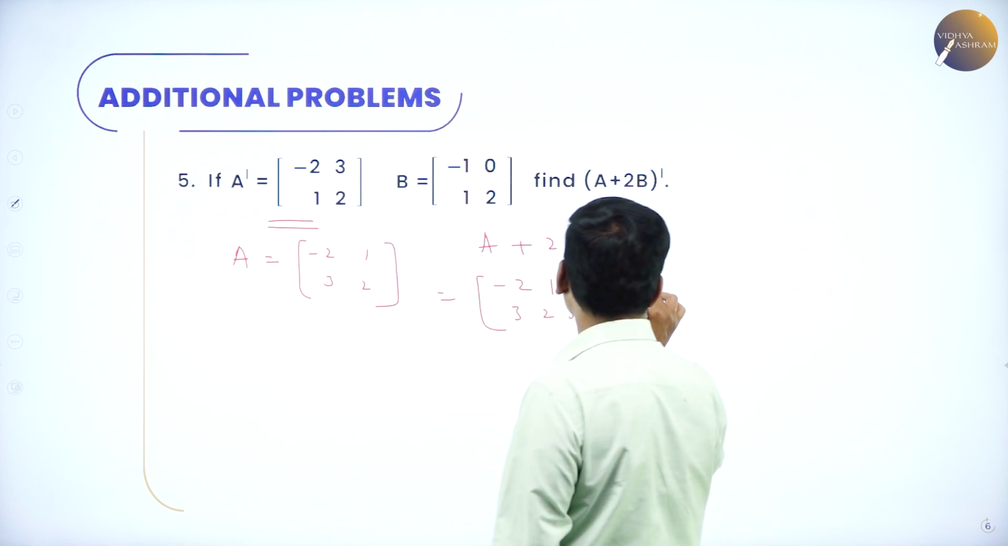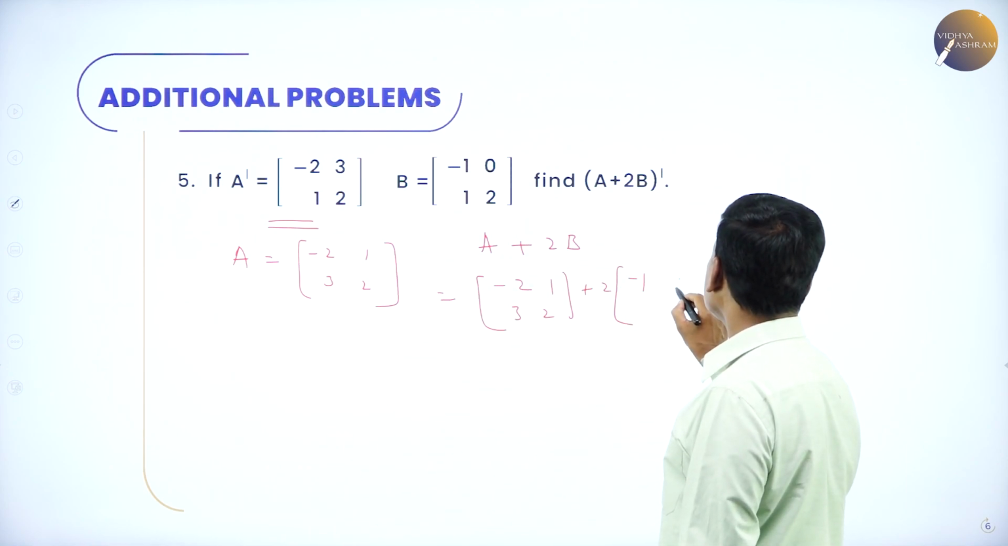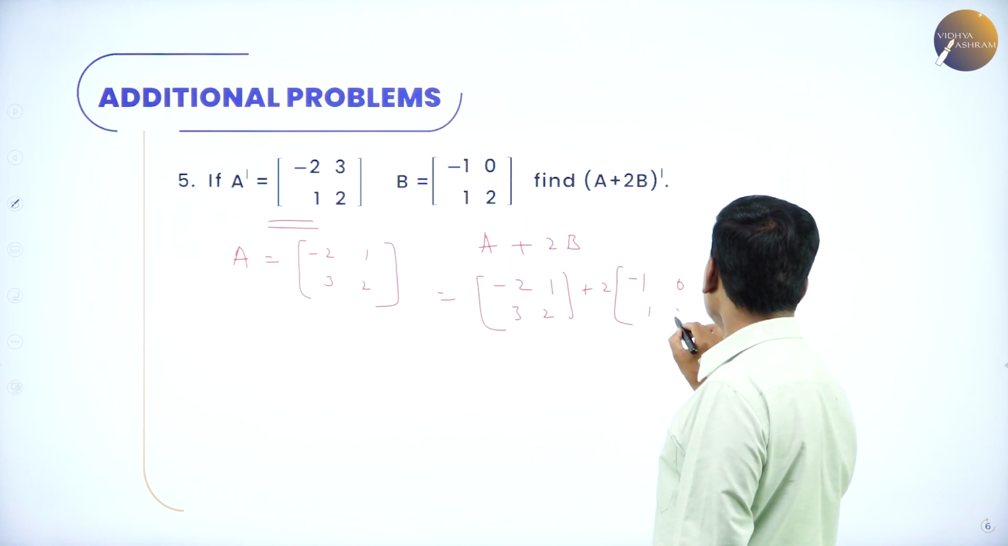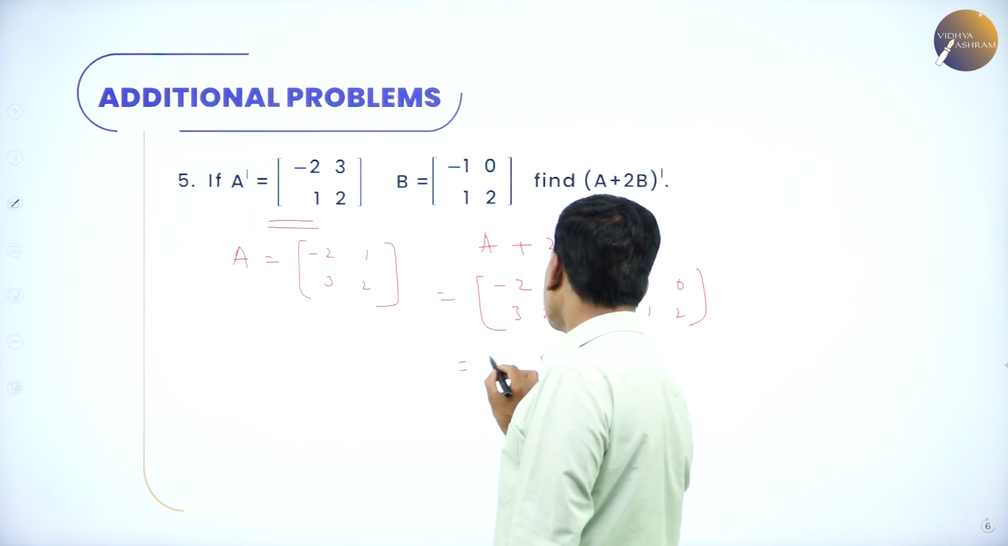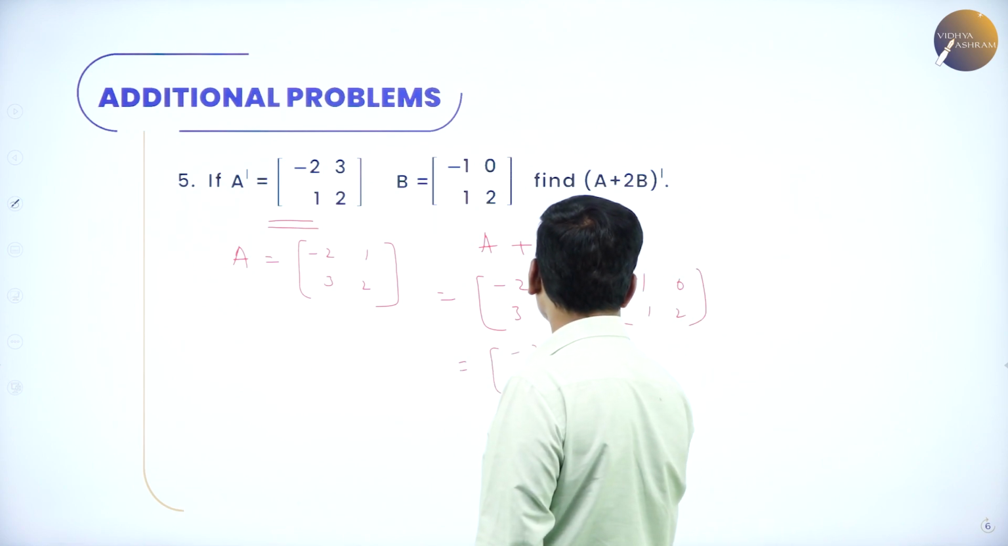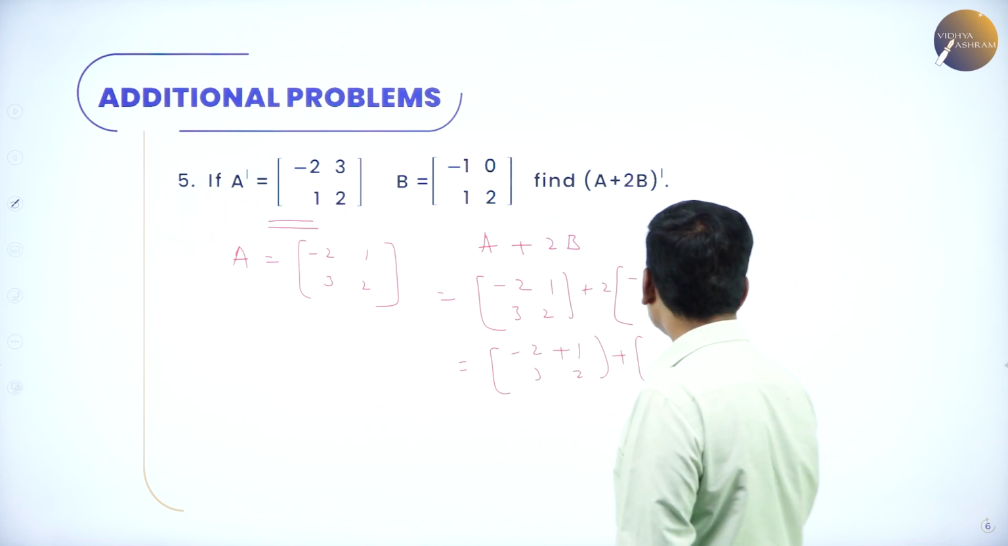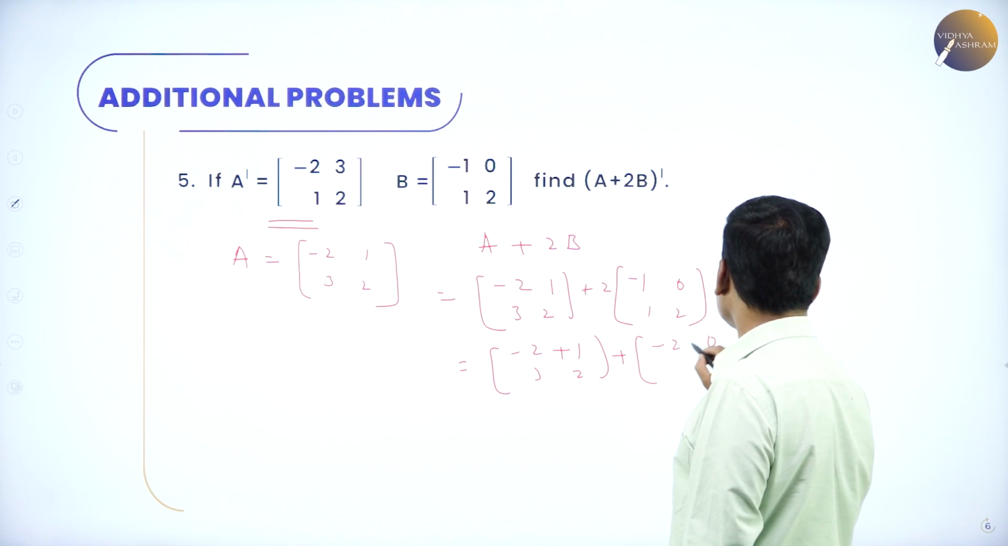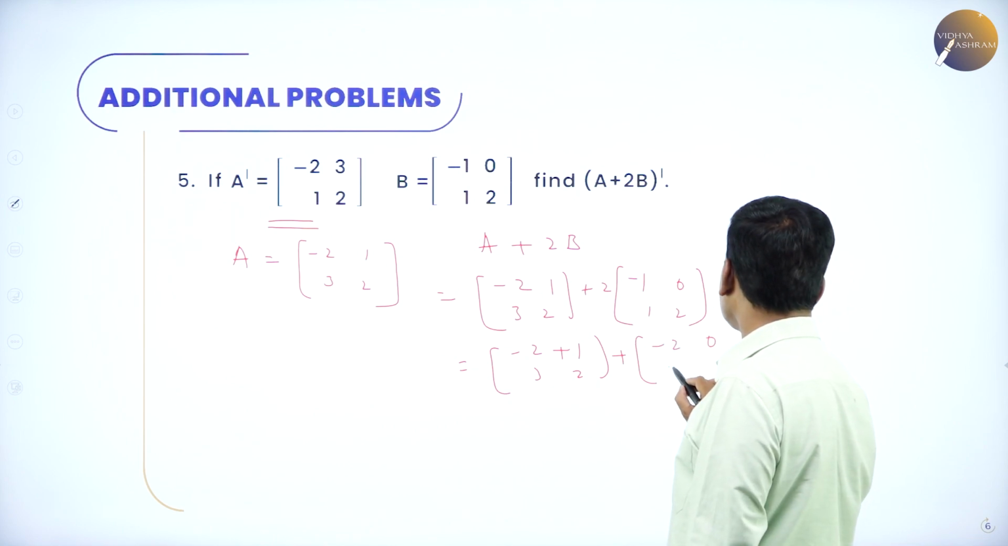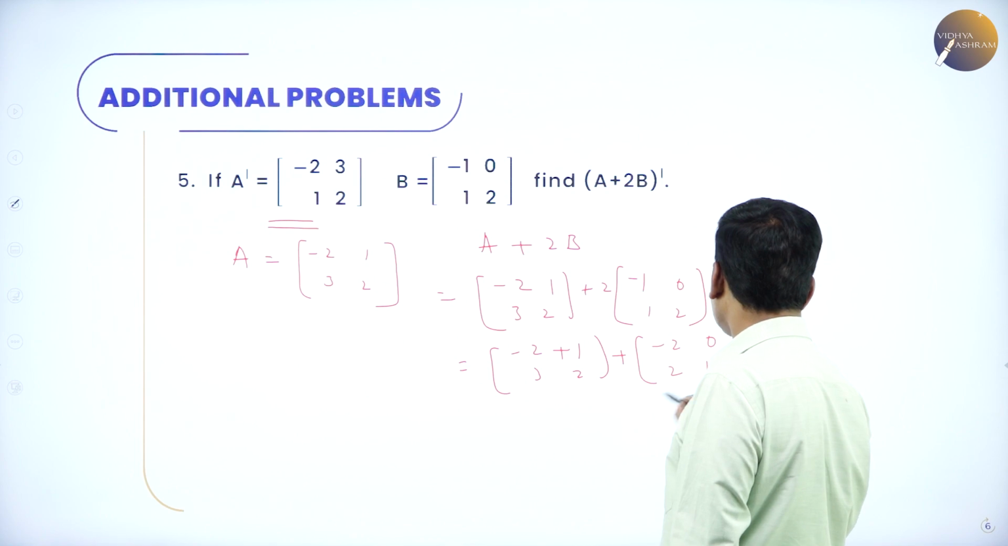What is B? Straight away you can write B: 1, minus 1, 0, 1 and 2. So that is equal to minus 2, this is plus 1, 3 and 2 plus 2 into minus 1 is minus 2, 0, then 2 into 1 is 2, 2 into 2 is equal to 4.